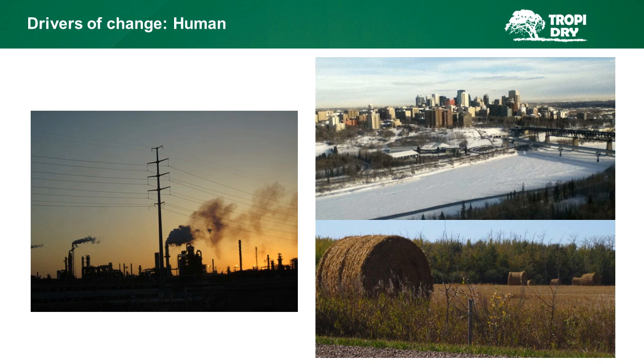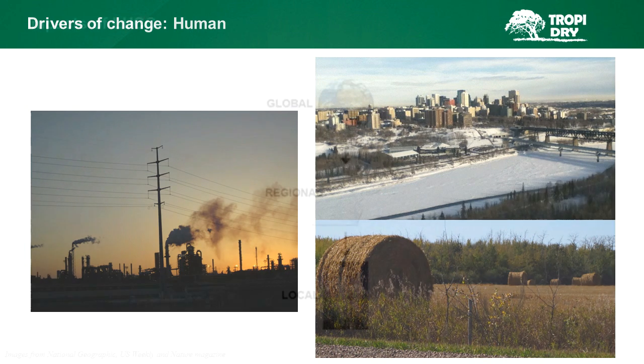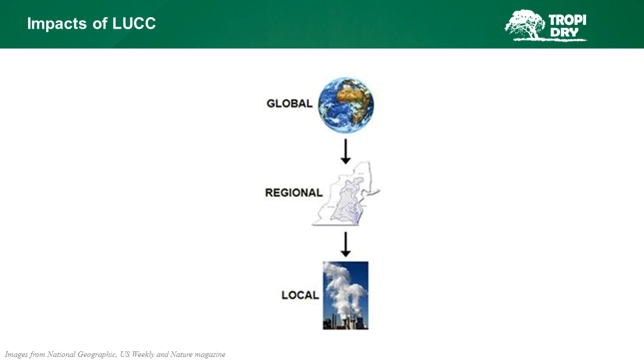When we look at the impacts this modification of land has, we can look at three different scales, from very local to very global. So the global scale will affect global systems. The regional scales might be a watershed or a province, and the local scales will be in the immediate area.